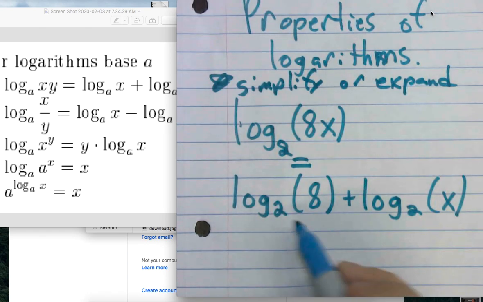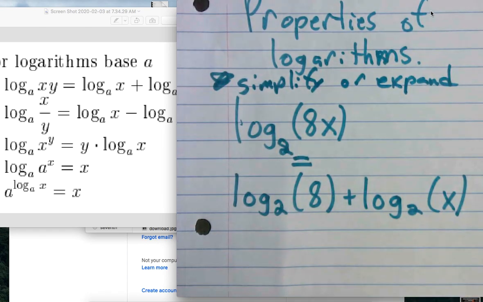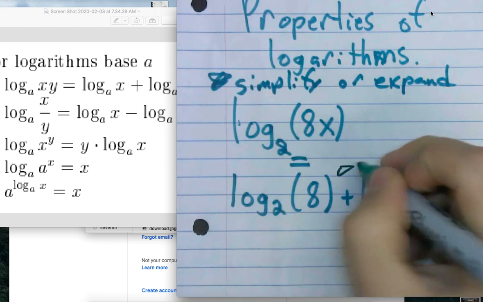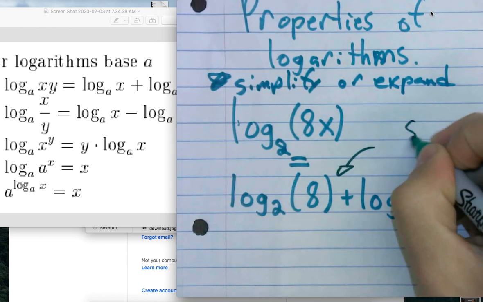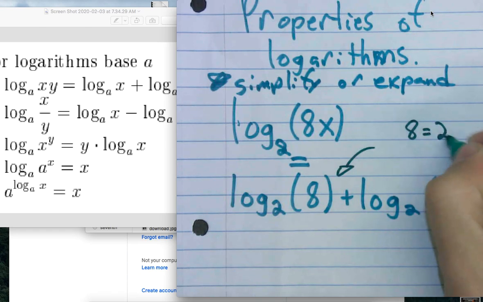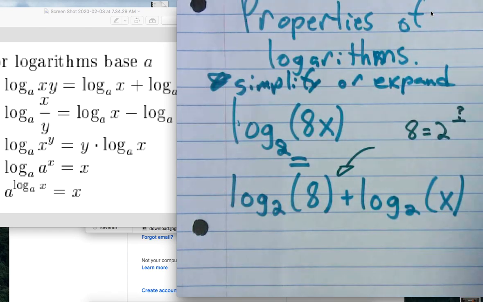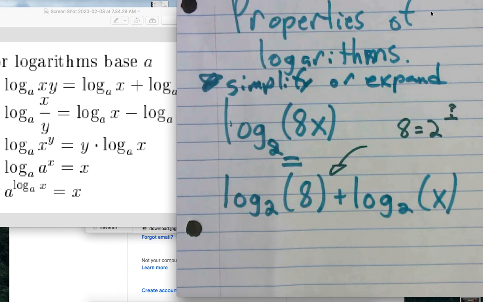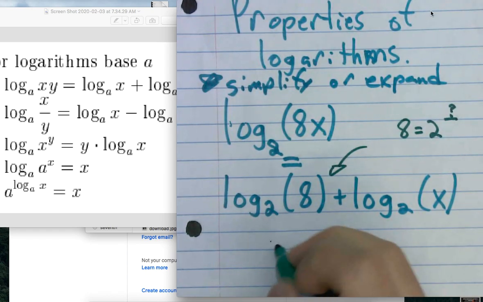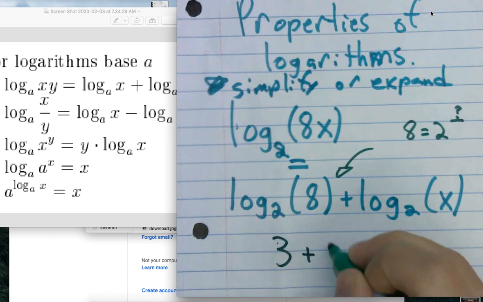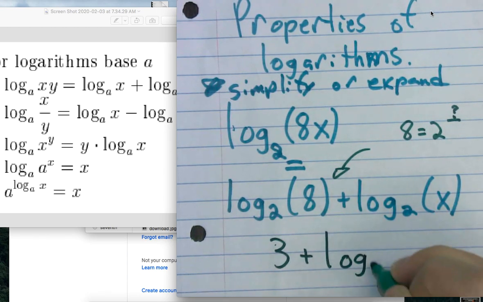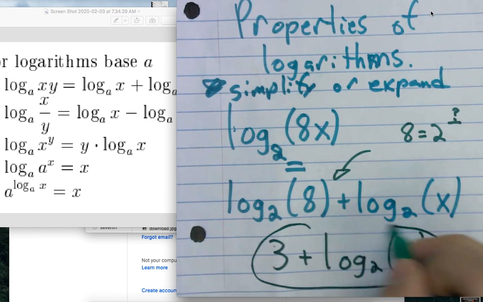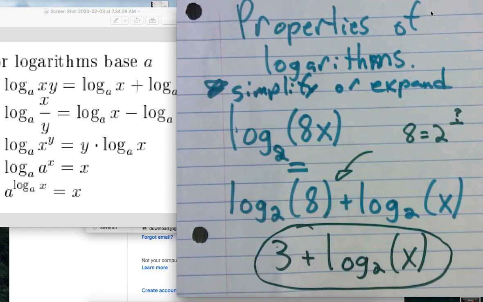Well, log base 2 of 8, if we think of this on the sidelines in green for the money, we could think of this as 8 should be equal to 2 to some power. What power makes sense here? Should be saying 3. So collectively, we would say that our answer is 3 plus log base 2 of x. That's it. We can't simplify this any further, so this would be it.